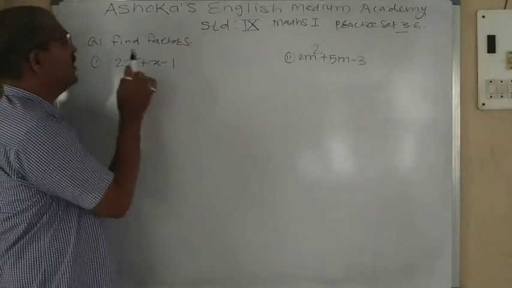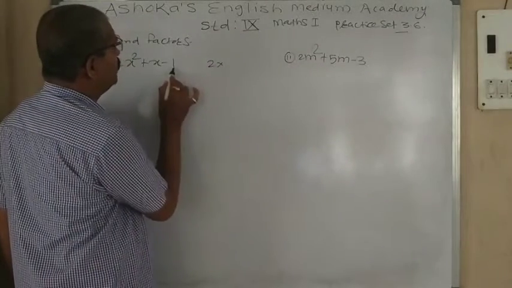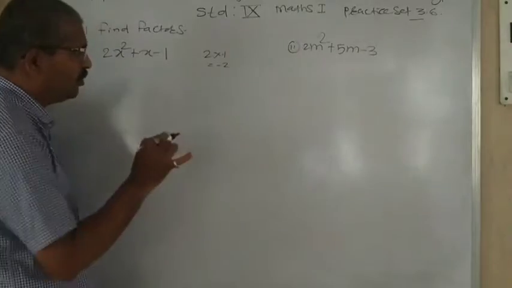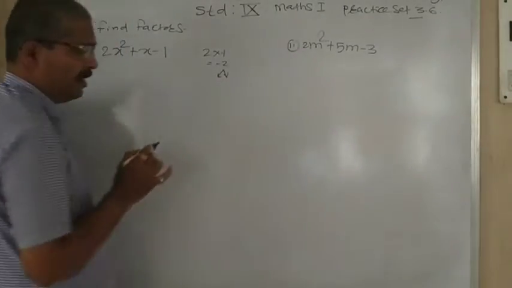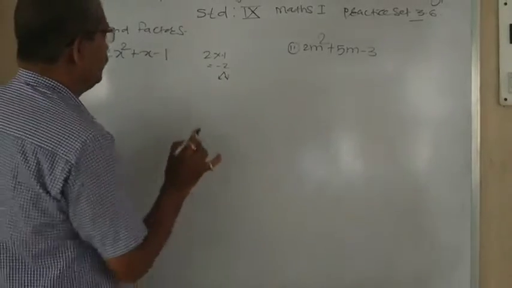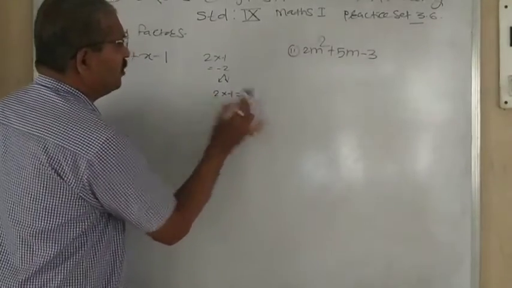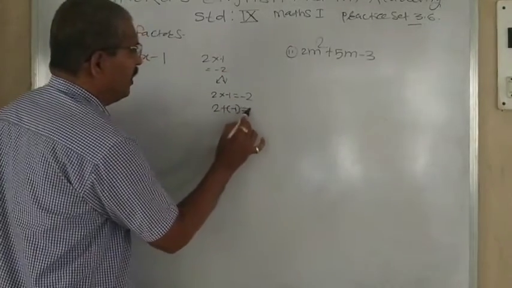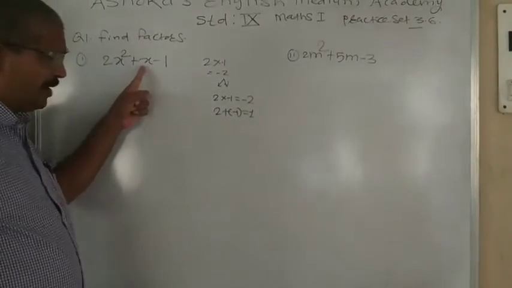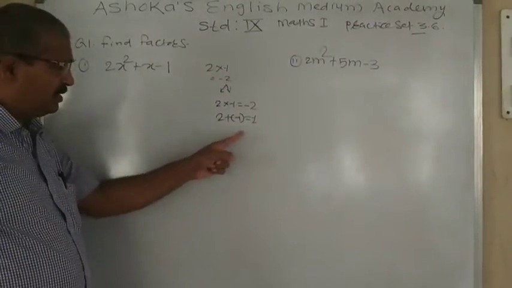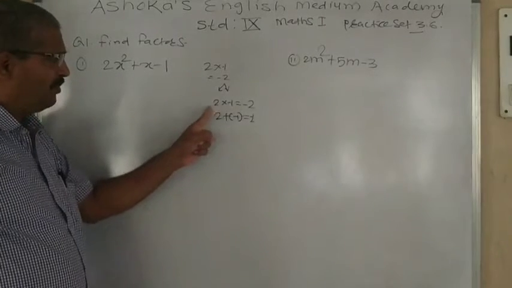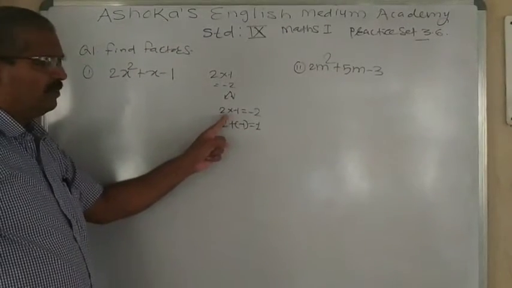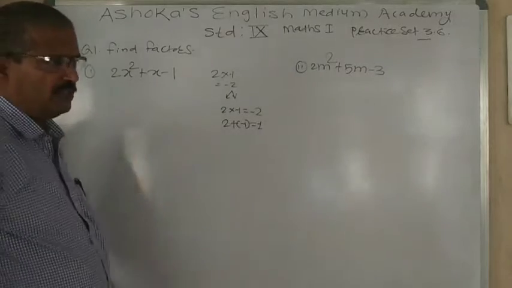Then the coefficient of x square is 2, therefore 2 into the constant term 1 we should multiply, and you will get minus 2. Now we should split minus 2 such that 2 into minus 1, the product should come equal to the constant term, and 2 plus minus 1, the sum of these two numbers, should come equal to the middle term.